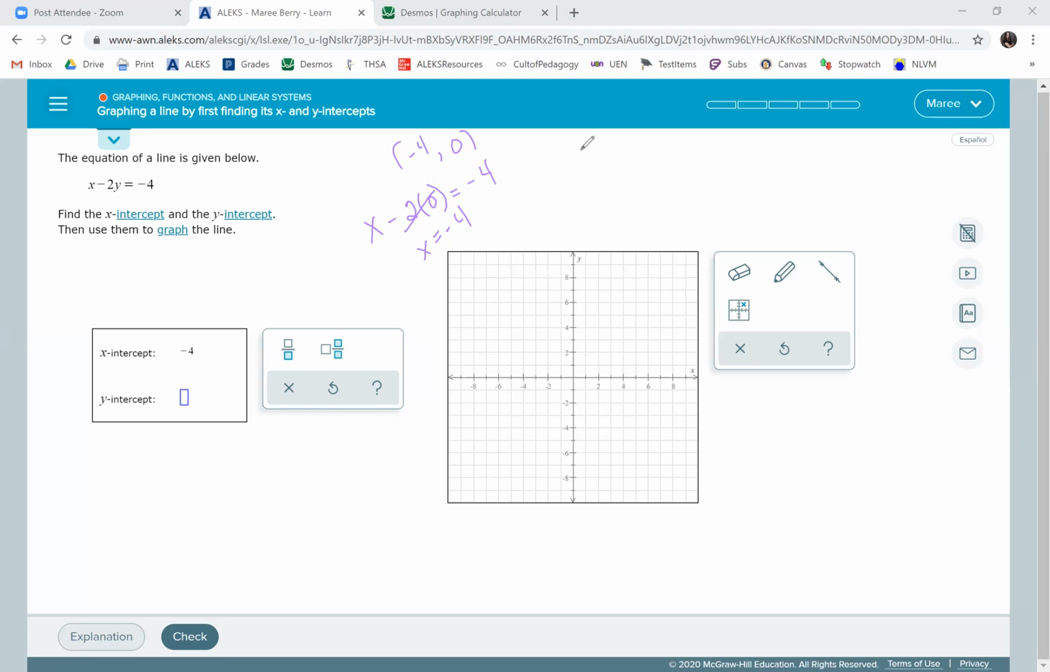For the y-intercept, I put in 0 for x. So we'll put that in. 0 minus 2y equals -4. This goes away, so we're going to divide by -2, and y equals 2. So that's my y-intercept is 2. So what they're having you do is they're just saying, the x-intercept's -4, so go to -4 on x, and then go to 2 on y, and you're good to go.